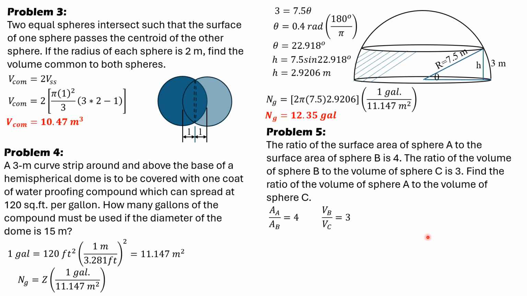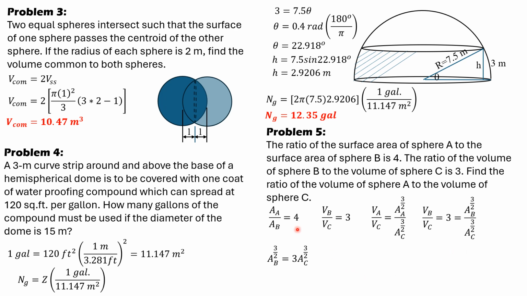And in terms of surface area, it is equal to area of A to the 3 halves over area of C to the 3 halves. So first, we begin with the ratio volume of B over volume of C in terms of the surface area. So volume of B over volume of C equals 3 equals area of B to the 3 halves over area of C to the 3 halves. So that means area of B to the 3 halves is 3 times area of C to the 3 halves.